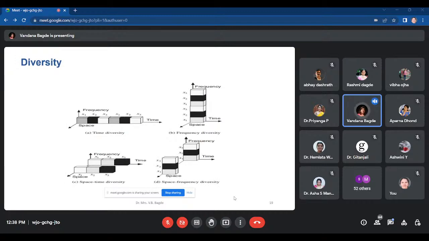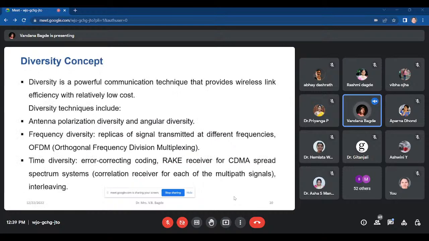The classification of diversity is based on time diversity, frequency diversity, space-time diversity, and space-frequency diversity. This type of technology is using space-time diversity. Different spaces, different destinations, variation in time, but the signal is getting back to the mark. So this is the diversity concept.